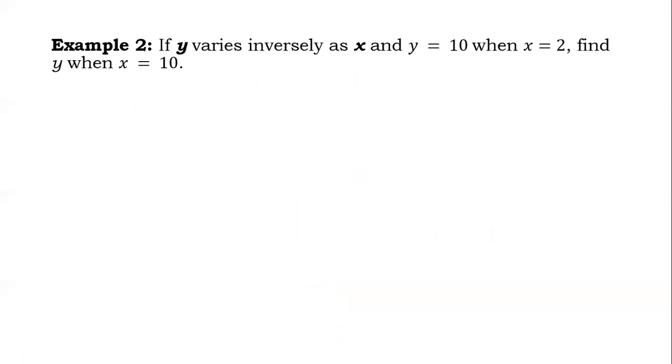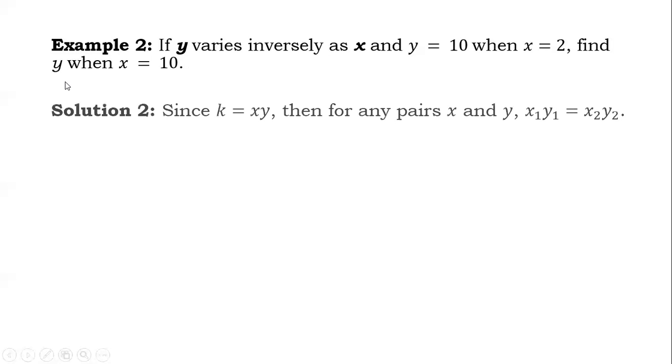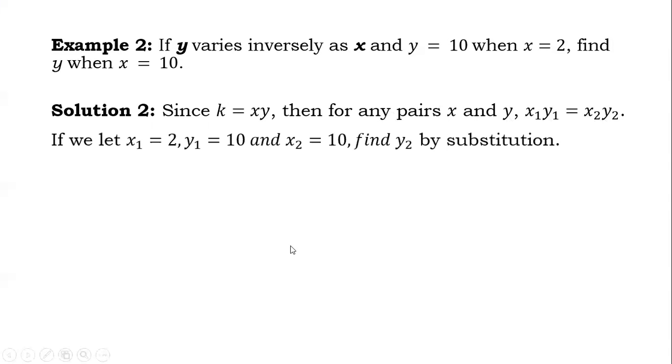So example number 2, if y varies inversely as x, so this is another way on how to solve the problem. So we have here y varies inversely as x when x is 2 and y is equal to 10. Let's find y when x is equal to 10. So the solution is, since we find the value of the constant of variation k is equal to x times y, then for the pairs of x and y, we can just simply use this one: x sub 1, y sub 1 is equal to x sub 2, y sub 2. So using that one, just simply substitute the values.